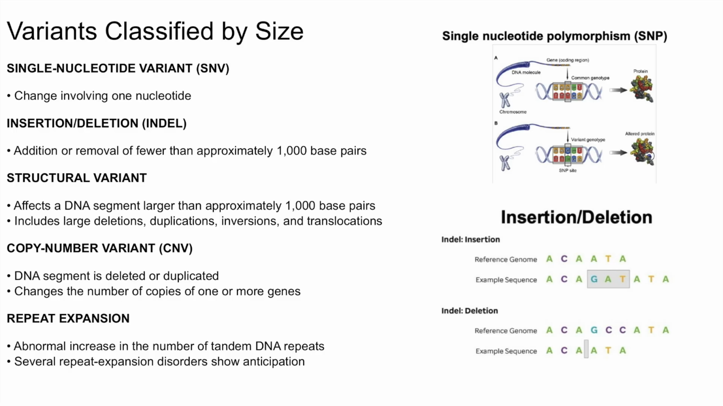An insertion or deletion, called an indel, adds or removes a relatively small number of base pairs. Larger changes are classified as structural variations and include major deletions, duplications, inversions, and translocations. A copy number variant is a deletion or duplication that changes how many copies of a DNA segment or gene are present. Repeat expansions are different. An existing short DNA sequence is repeated an abnormally large amount of times. Several repeat expansion disorders demonstrate anticipation, meaning the repeat may enlarge in later generations and cause earlier or more severe damage. So the size category helps determine which genetic test is most likely going to detect this abnormality.